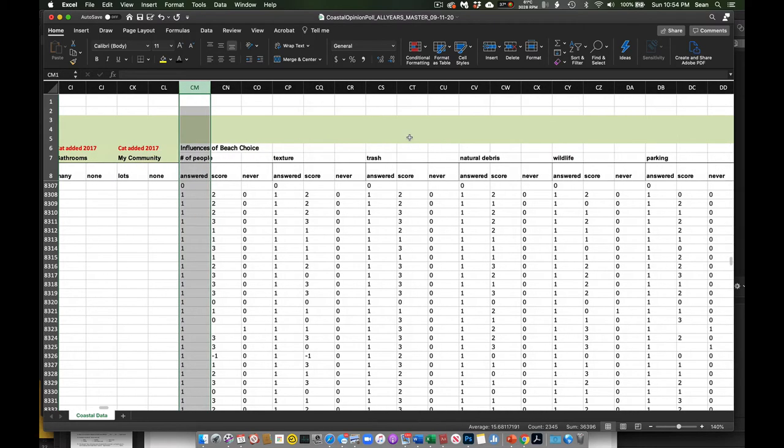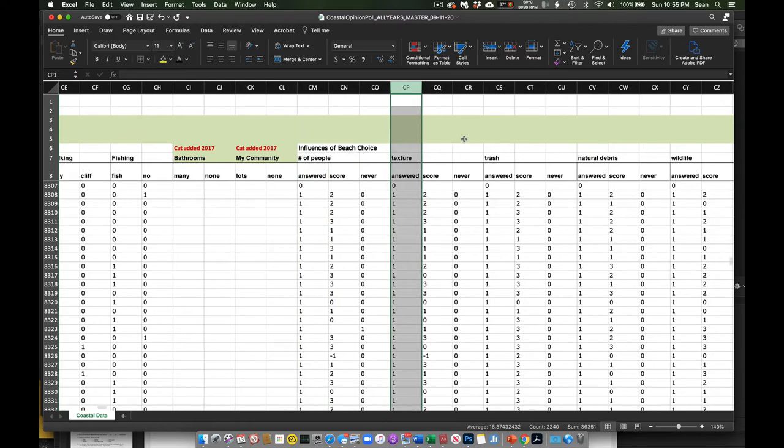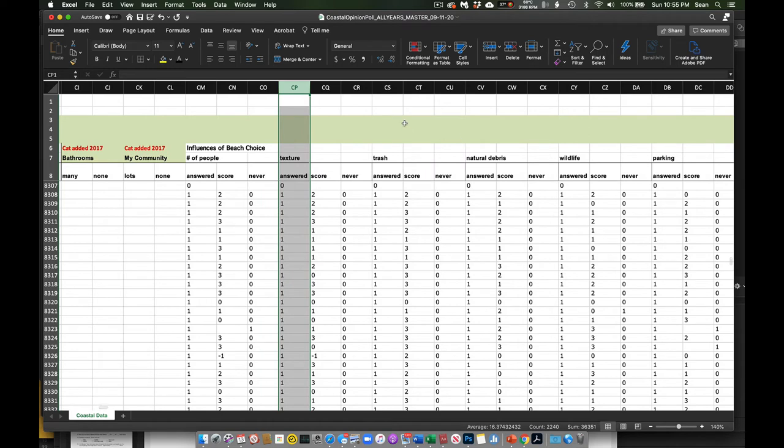The other option was for people to essentially mark the intensity of the importance of this factor. So for this one, the number of people that are there, how important is that in determining whether you go to a beach or not? The texture of the sand, how important is that? Again, they answered with the intensity of the score, positive or negative, and then never, meaning they never thought about this ever.